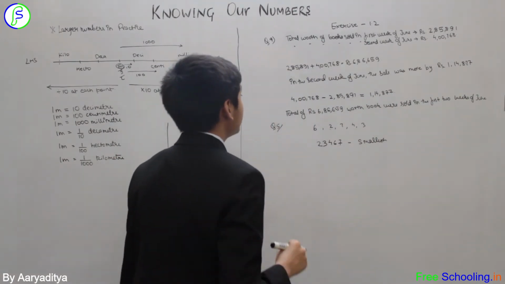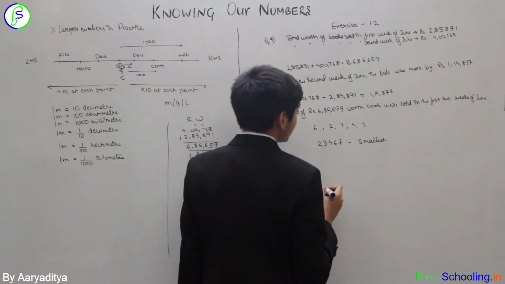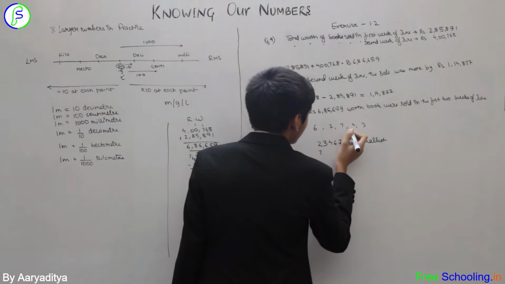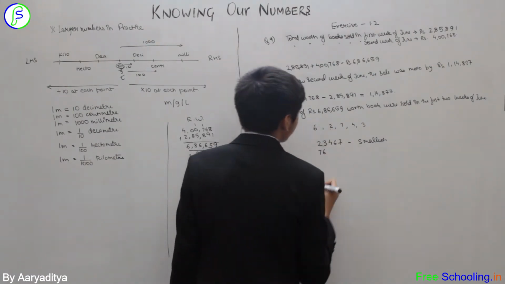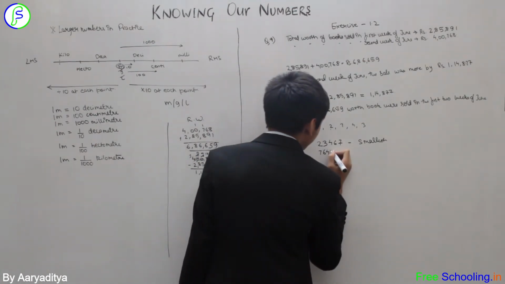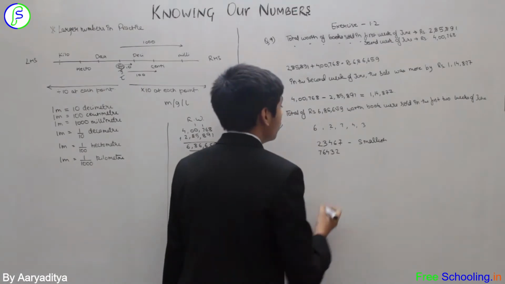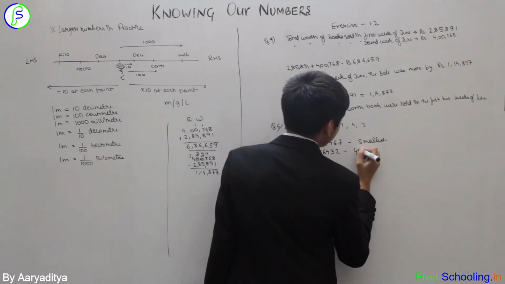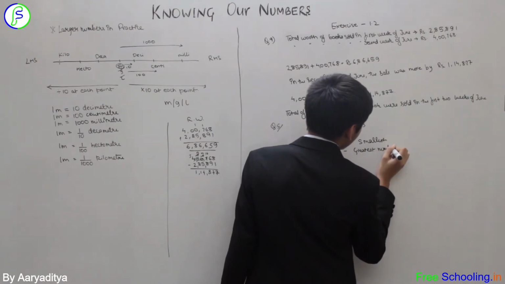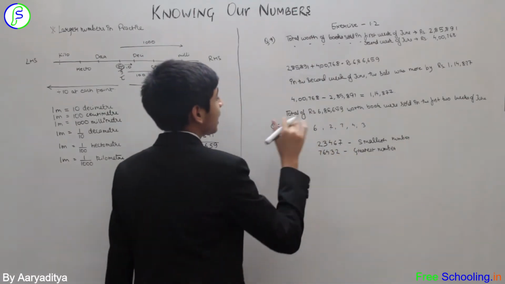Similarly, let's find the greatest. For the greatest, we just need to start from the biggest number given in the set of digits. 7 is the greatest. Smaller than 7, greater than rest, we got 6. Smaller than 6, greater than rest, we got 4. Smaller than 4, greater than rest, we got 3. Smaller than 3, greater than rest, we got 2. So this is the greatest number that can be formed by the given set of digits.